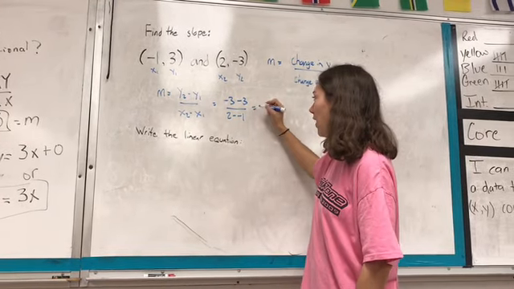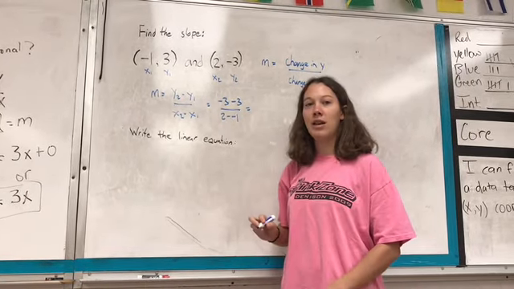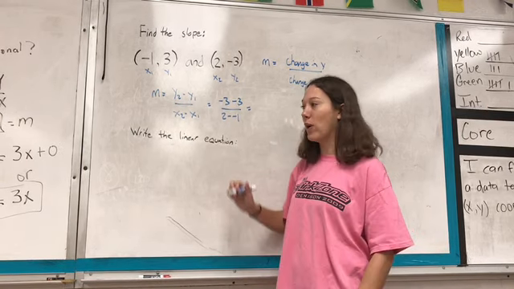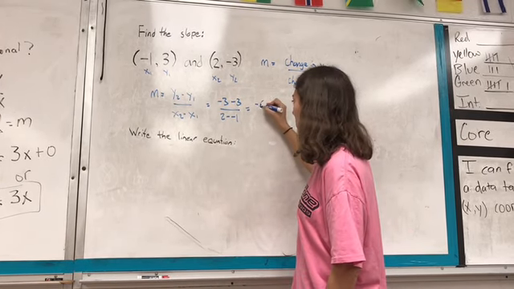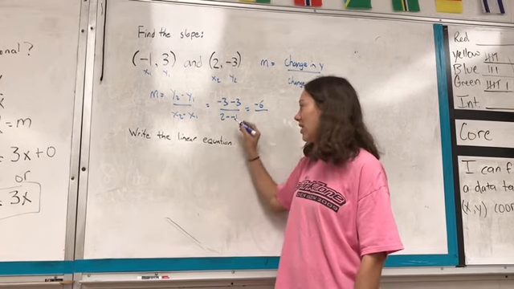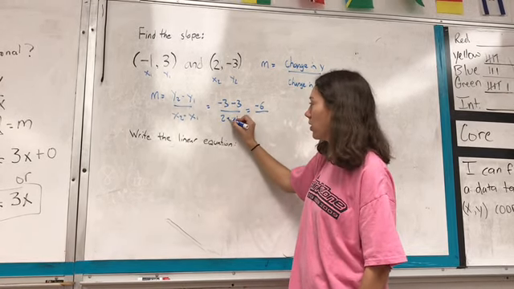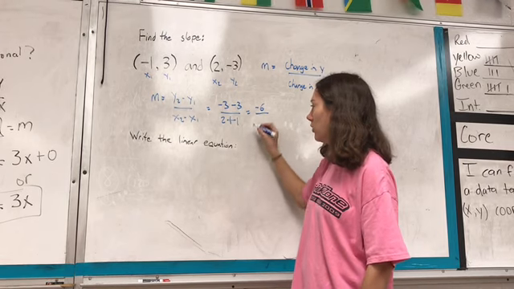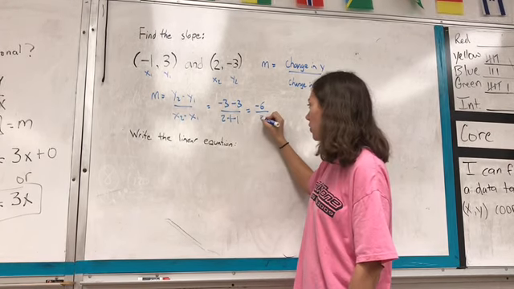Now I'm just going to simplify. Negative 3 minus 3, you're getting further away from 0. That will be a negative 6. And then 2 minus negative 1. Anytime you have 2 negatives right next to each other, they will turn into a positive. So 2 plus 1 is 3.